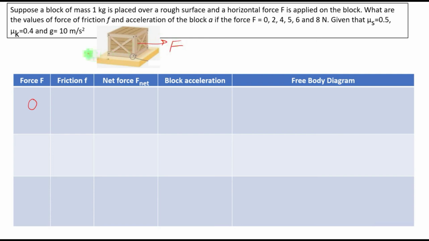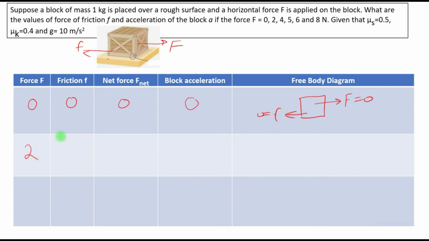This means if the applied force is 0, the friction will automatically be 0 because there is no need for friction. So the net force in this case is 0, so there is no acceleration. So the free body diagram for this is simple. We have a capital F which is equal to 0 on this side and friction which is also 0. This was easy. Now let's say the force is 2 newtons.